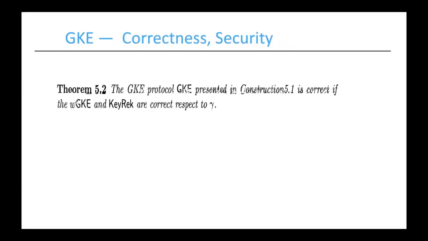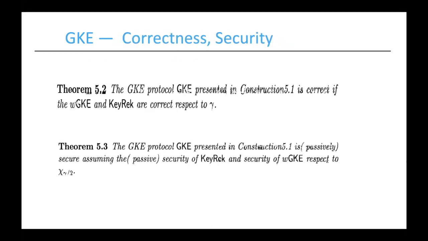So after all, we have two theorems here. If the weak GKE and key reconciliation mechanism are correct with respect to lambda, then our proposed group key exchange scheme is correct. For security, if the underlying key reconciliation mechanism and the weak GKE are passively secure, then our group key exchange is passively secure.